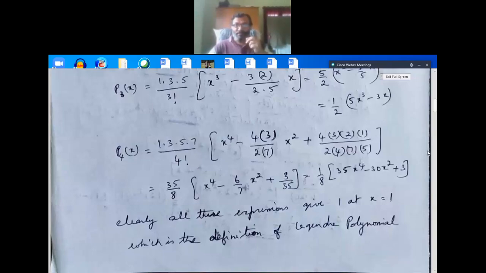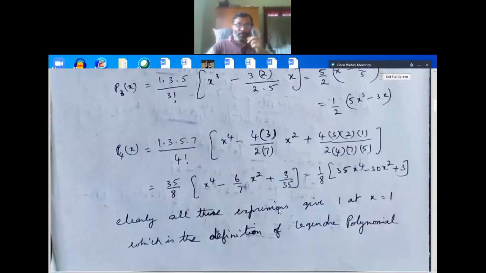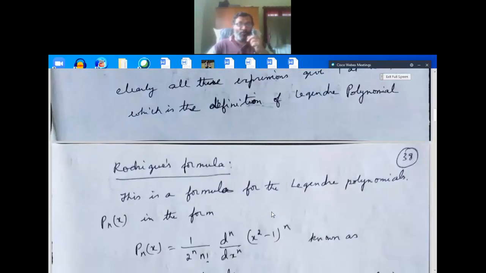Clear? Now, if we go further, there is one more formula. Again, derivation is not there for this, but the problems are useful. Model question paper problems are there. It's called Rodrigues formula. This is a formula for the Legendre polynomial Pn of x.